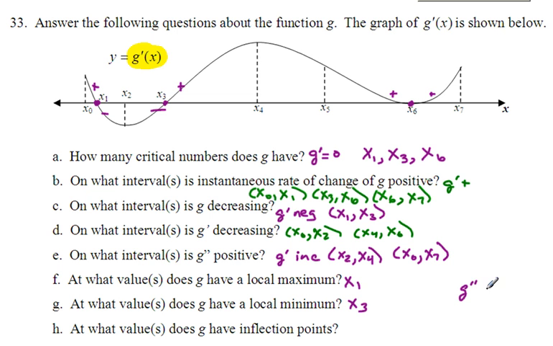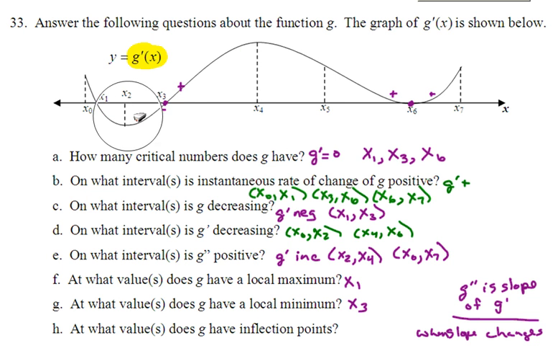So g double prime is the slope of g prime, right? So that means when the slope changes, that's when I have an inflection point. Okay, so g double prime is the slope of g prime. I'm looking at g prime, and when the slope changes sign, then I'm going to have an inflection point on g. So let's just draw on this again to see what's going on, and we'll get some of our old markings out of here. So here we go.